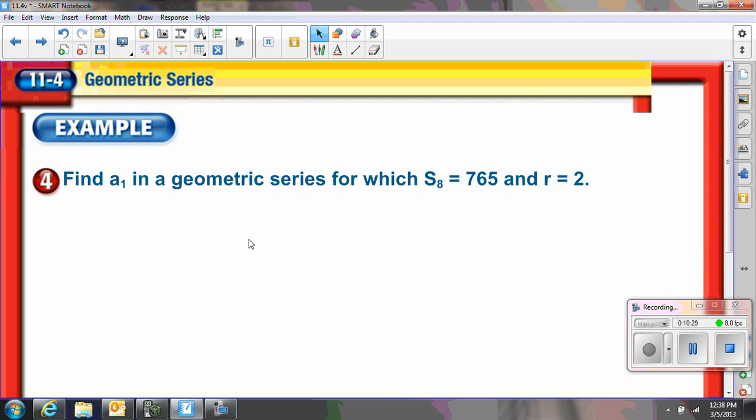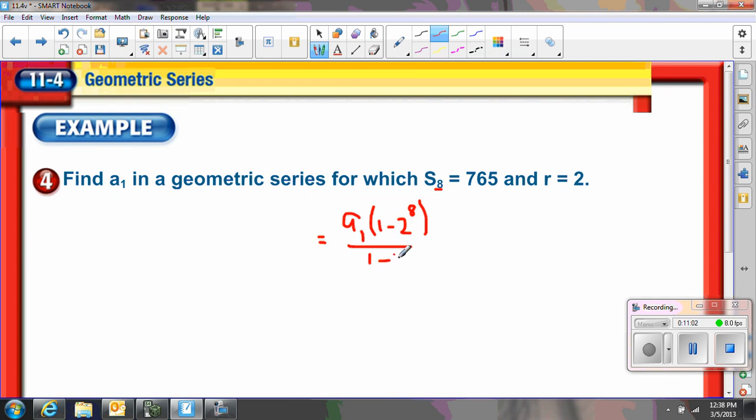Alright, let's try another one here. Find a sub 1 in a geometric series for which s sub 8 is 765 and r equals 2. So things changed a little bit with this one. This time we are looking for a sub 1. So a sub 1 is my variable. 1 minus r, which they tell me is 2, to the nth power. Since they give me s sub 8, that makes 8 equal to n, and it's over 1 minus r. Over here is s sub 8, or 765.